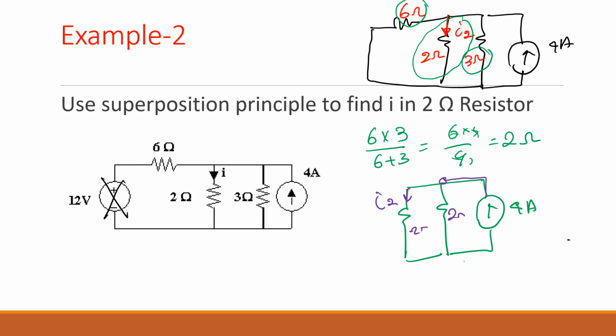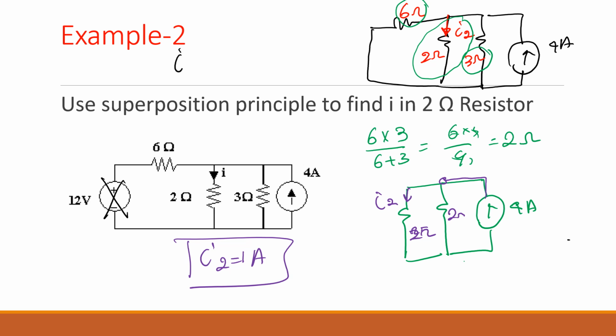So 4 amps coming to that node is splitting between 2 and 2, equally splitting because both resistors are the same. So I2 is 1 amp again. Agree? Any question? No? Now how can we find the I?